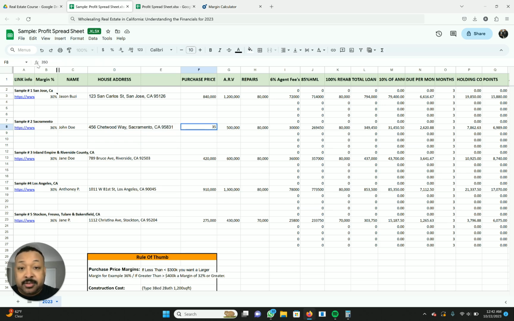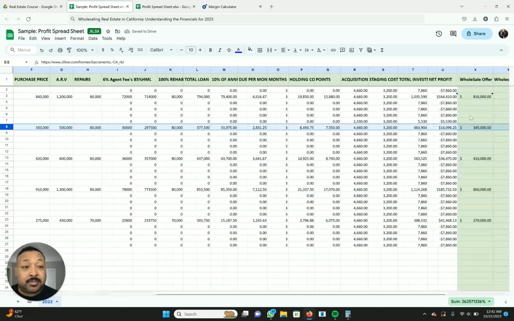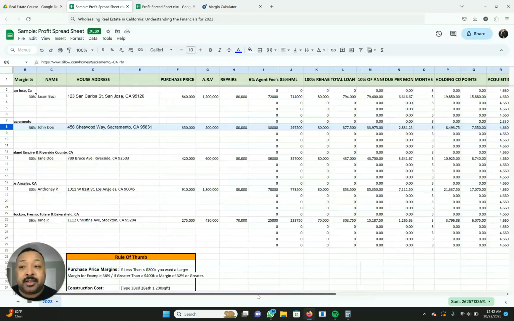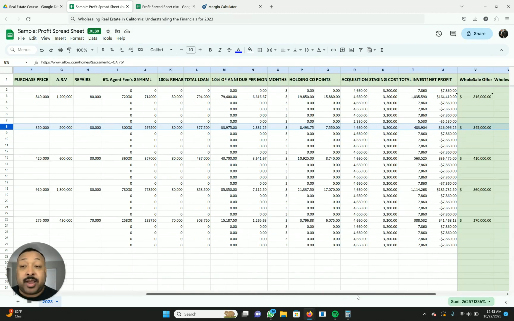and then if we go over to the profits, now that dramatically changed from 50,000 down to 16,000. So if a wholesaler brought me a property and they're like, "Hey Zach, I found this. It's a 30% margin, ARV 500,000, purchase price 350," and I ran my numbers, I crunched my comps, and I'm like, "Okay, yeah, this makes sense." And then I put it into my spreadsheet and I see my net profit's going to be 16,000. It's going to be a lot harder to get an investor to pick up one of these properties.